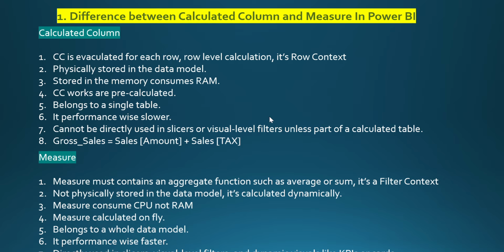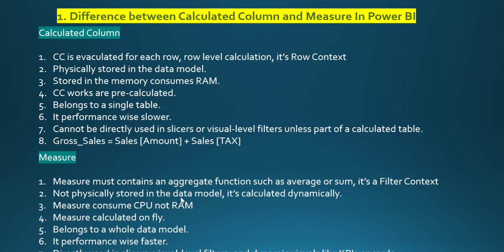Suppose in our table there are two columns, amount and tax, and we can find gross sales from the two columns. That is the table name and column name plus table name and column name. And a measure must contain some aggregate function such as average or sum. It is a filter context. That is the first difference.